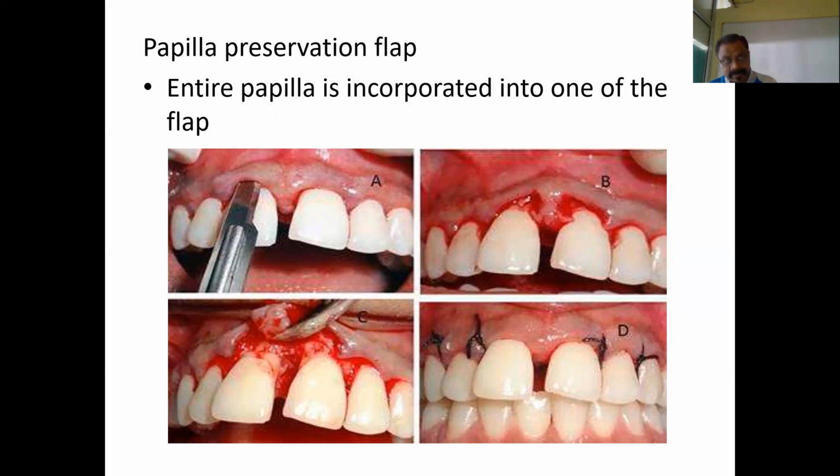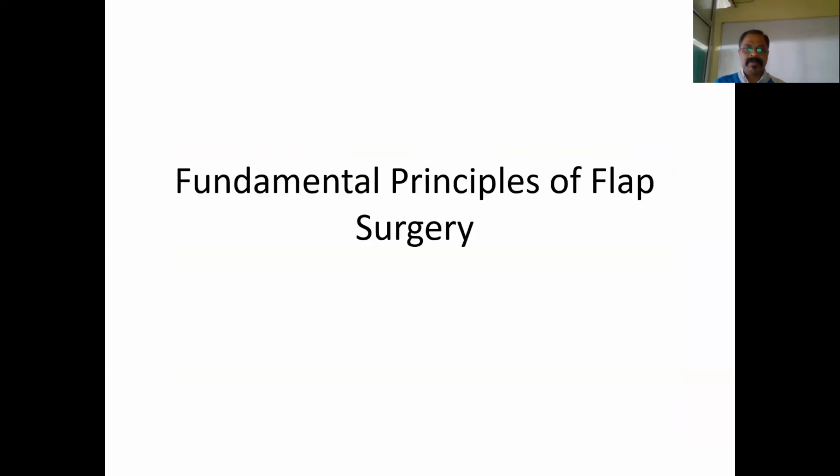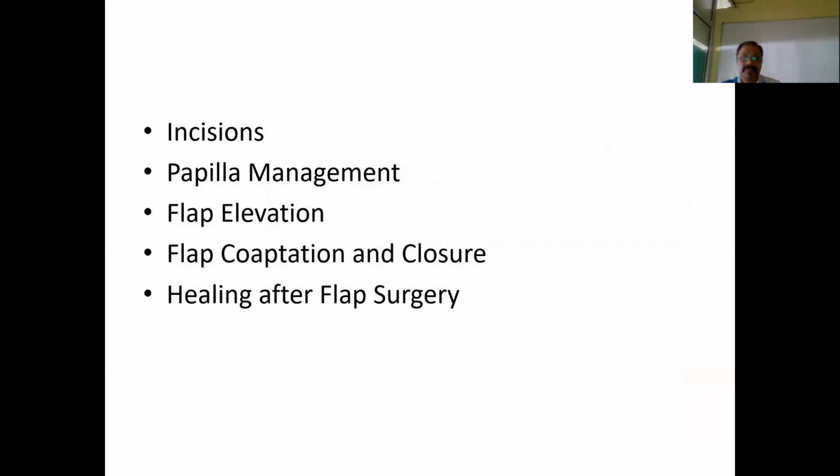There are two types. One is your conventional flap, where you're going to split the papilla into buccal and lingual, and the second one is your papilla preservation flap, where we are going to incorporate the entire papilla into one of the flaps, let it be a buccal flap or your palatal flap. Okay. Let's go into a little bit of the fundamental principles of flap surgery. Under this, we'll be dealing with the incisions, how we are going to manage the papilla, the flap elevation, the flap co-adaptation and closure, and then the healing of the flap surgery.